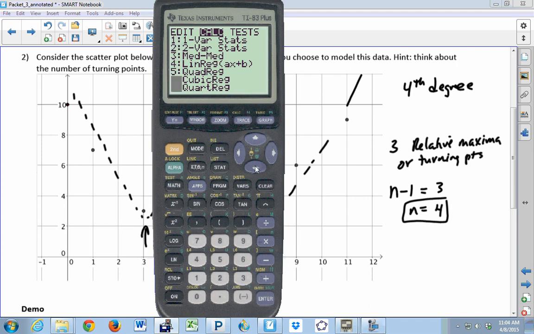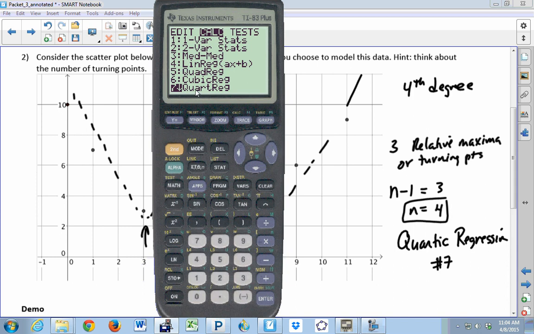But anyway, for a regression that you do for a fourth degree, you would use 7, which is called quartic. So a fourth degree polynomial is a quartic polynomial. So you would go down to number 7 on your calculator and do a quartic regression.